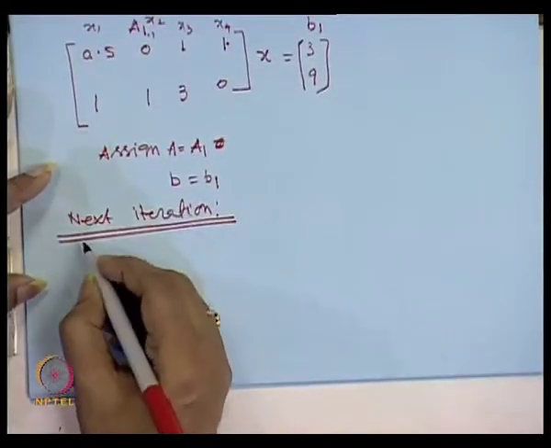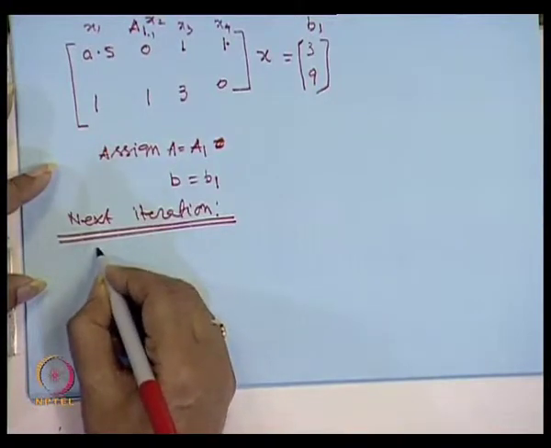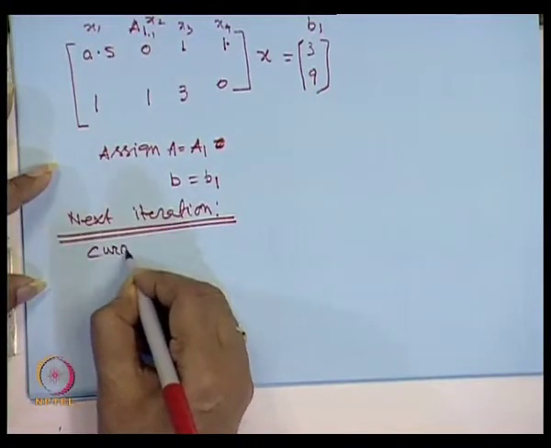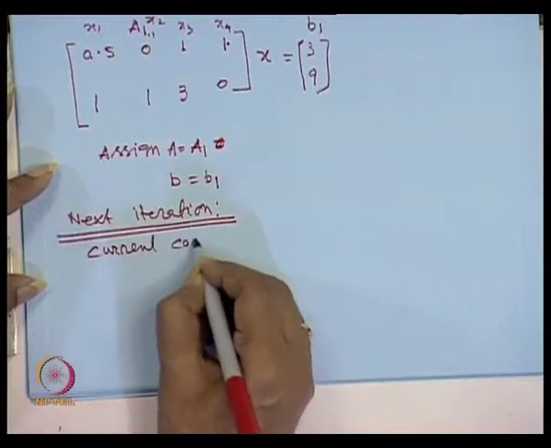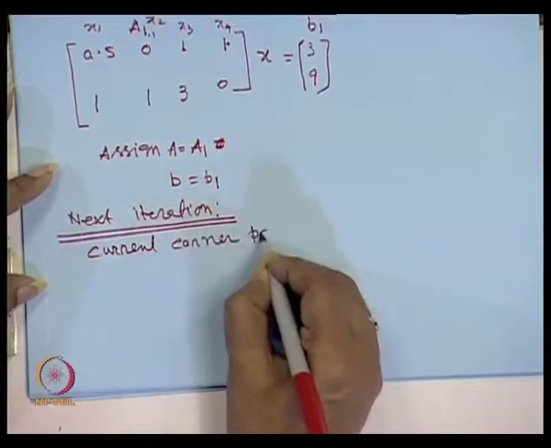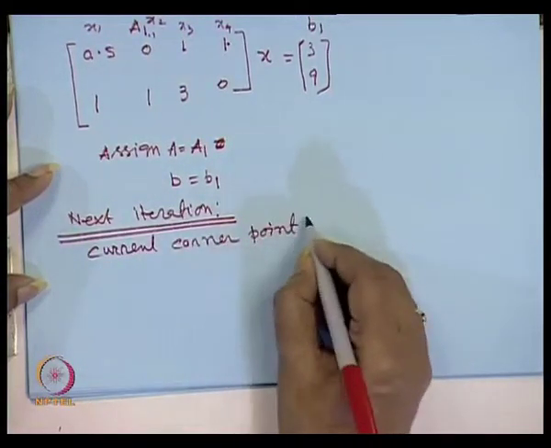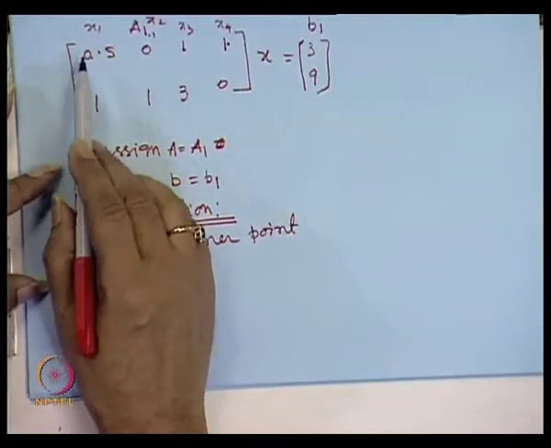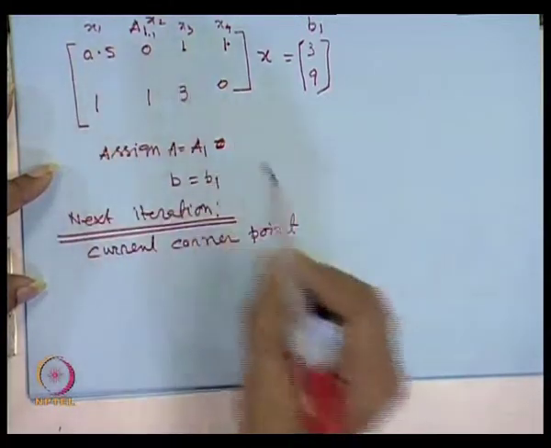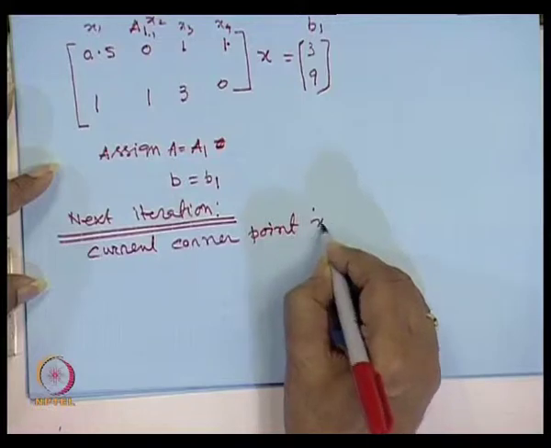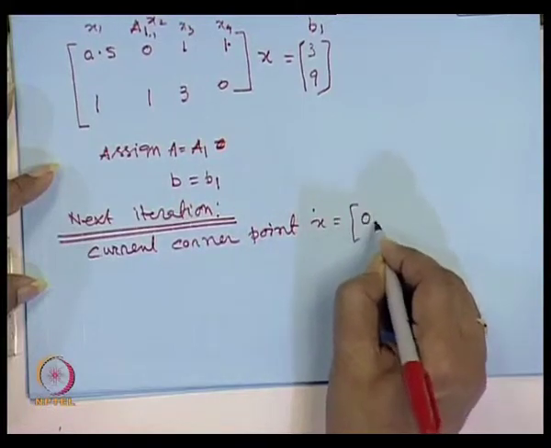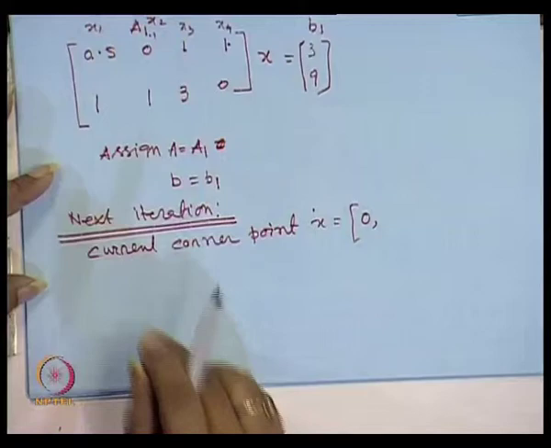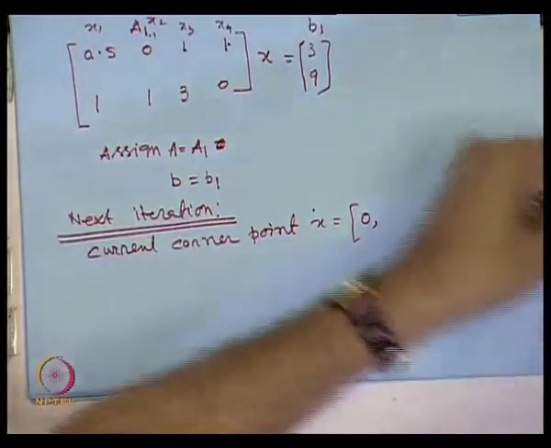Agree. So, what is the current corner point? Current vertex or current corner point. Our non basic variables are x 1 and x 3. So, x is equal to 0, then we got the x 2 value. What is it? Just now you have calculated the x 2 value, after we have seen that value you got it.